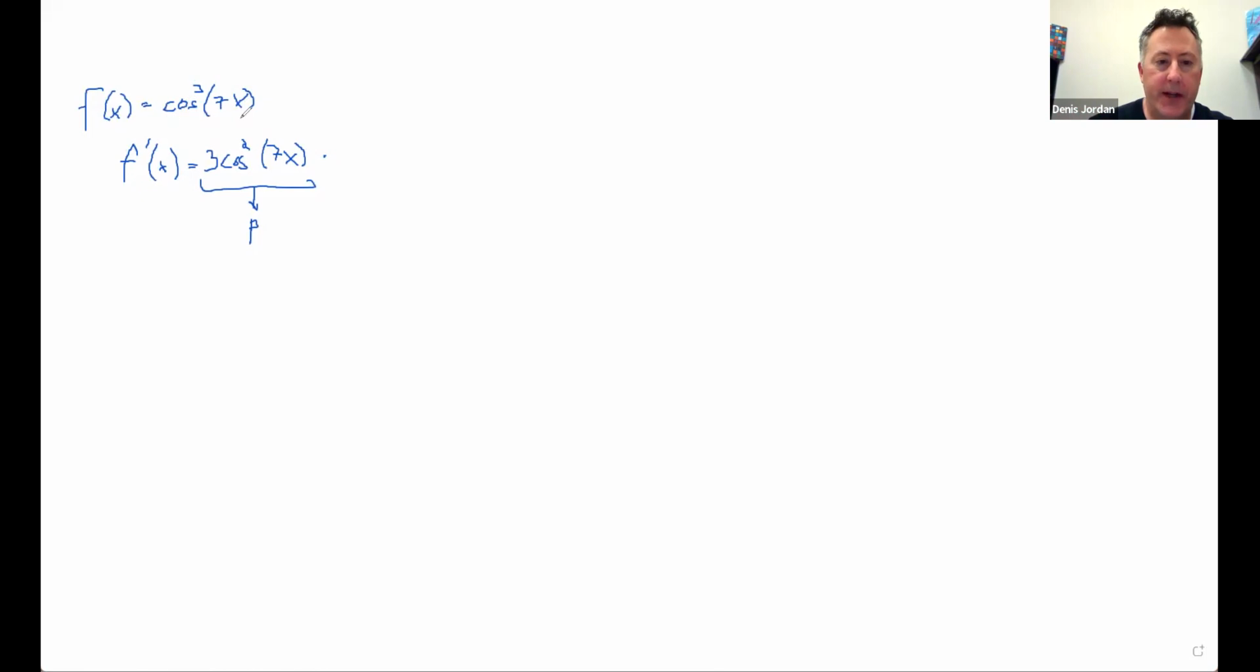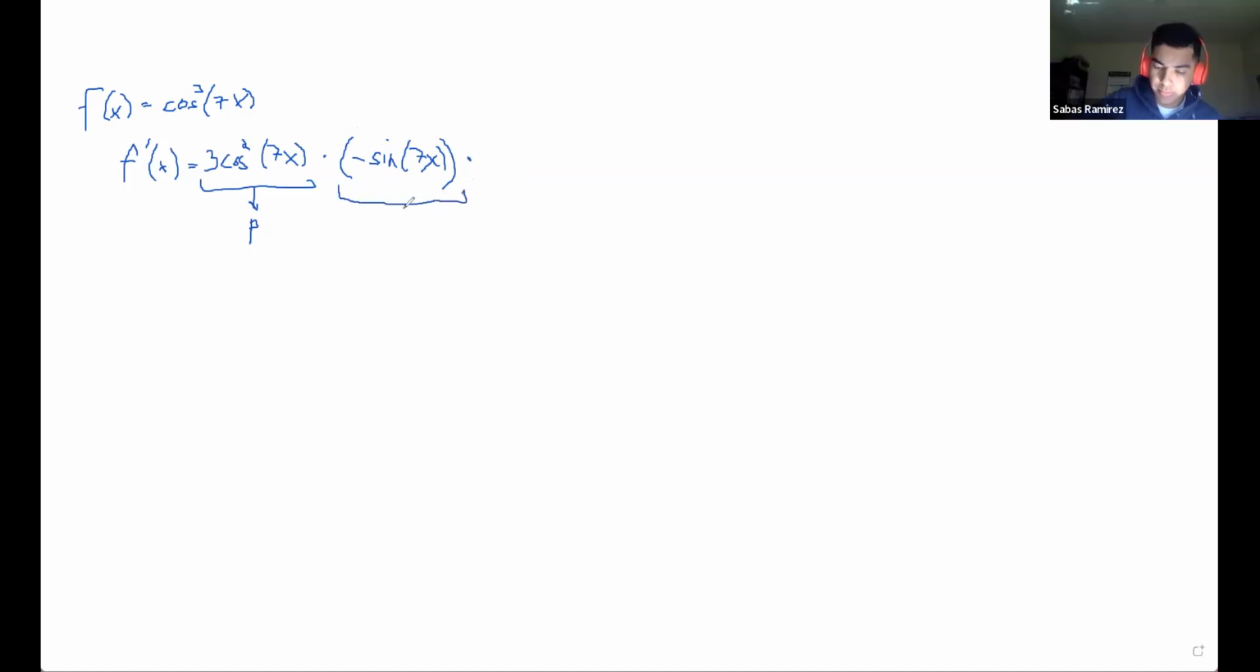The trig function is cosine, so the derivative would be negative sine. So that's the T. Then you finally can do the derivative of the angle, which in this case would just be the seven.